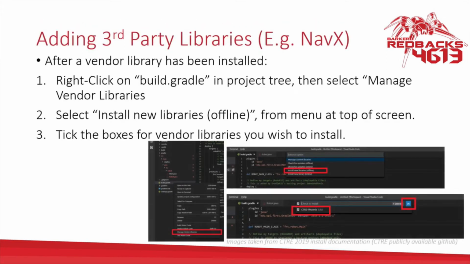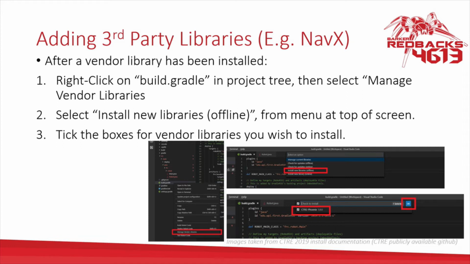Adding a third-party library, for example NavX or CTRE, is quite a nice process. It's very simple. After the vendor library has been stored, you right-click on the build.gradle file in the project tree and select Manage Vendor Libraries. Then from the menu you can select Install New Libraries (offline), and tick the box for the vendor libraries you wish to install. Do you agree? It's a very easy process.